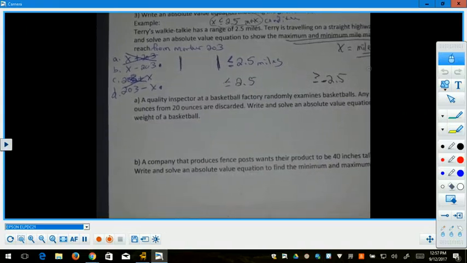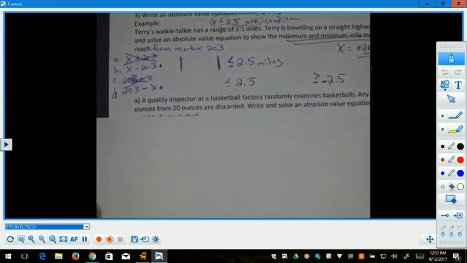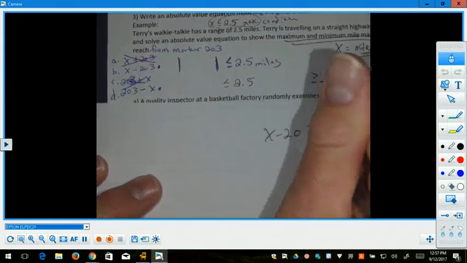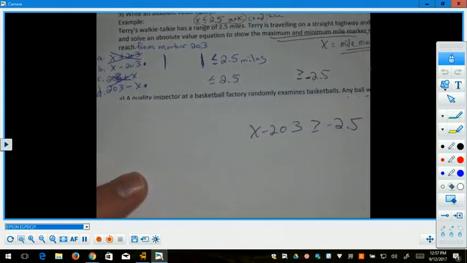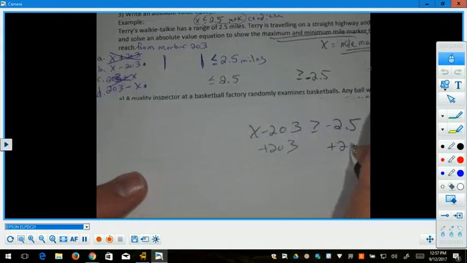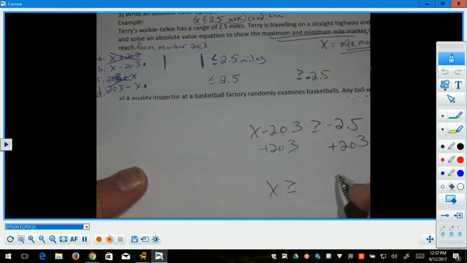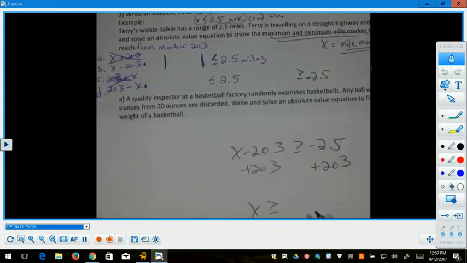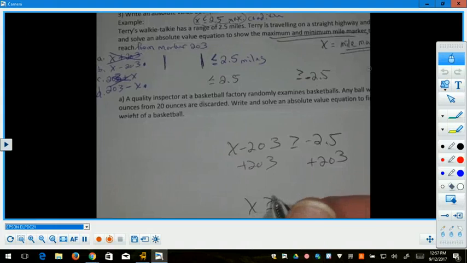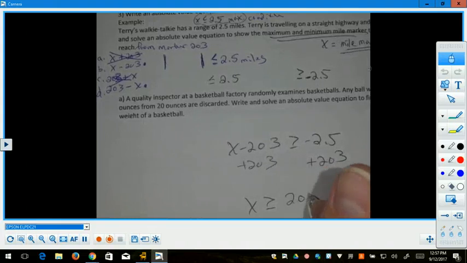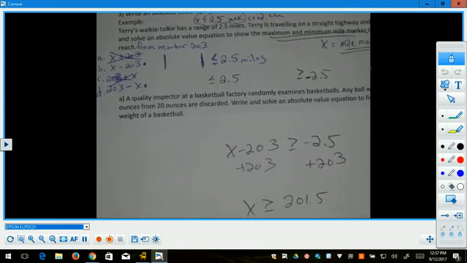Let's take a look. Hold on, let me show you. x minus 203 is greater than or equal to negative 2.5. I add 203 to both sides. Wait a second, that means x... Oh, I think I grabbed the one I wanted. Hold on, no, I didn't. x is greater than or equal to, what is that, 201.5? Which does still work. I guess either one is going to work.